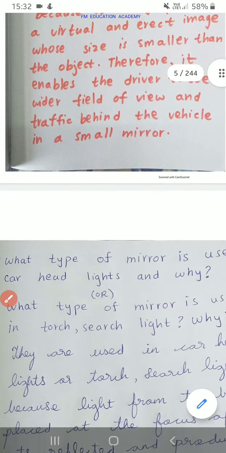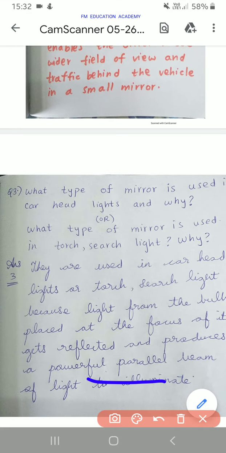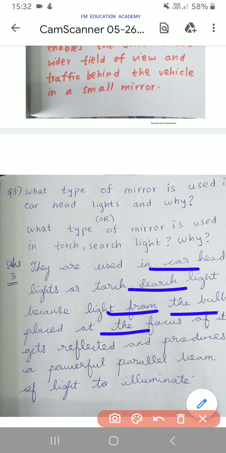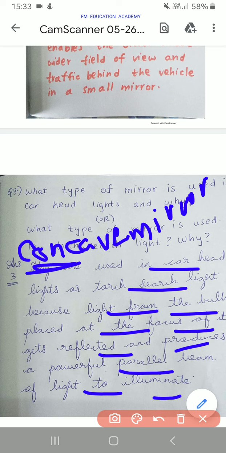Next question: what type of mirror is used in car headlights and why? Or what type of mirror is used in a torch searchlight? Why? We use a concave mirror in car headlights or torch searchlights because light from the bulb placed at the focus gets reflected and produces a powerful beam of light to illuminate. Here we should write that a concave mirror is used. I forgot to write it. A concave mirror is used in car headlights or torch searchlights, whatever is asked. If torch searchlight is asked, write for torch searchlight. If car headlight is asked, write for car headlight.